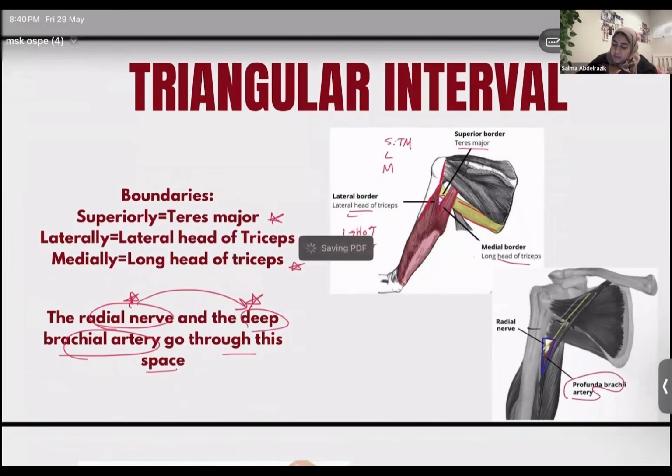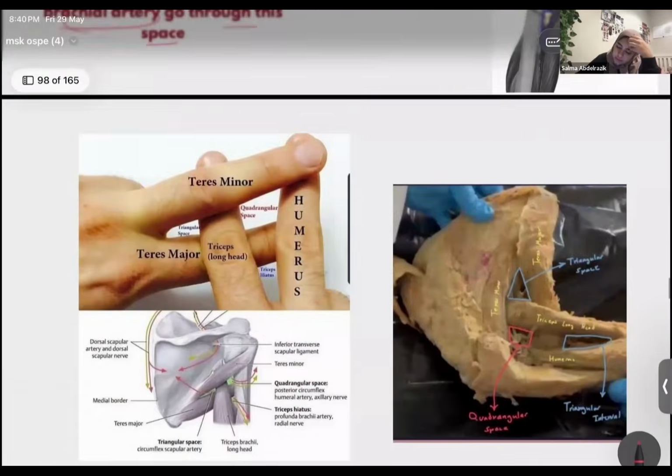Profunda brachii, as in profunda means deep also. So it's the profunda brachii artery, or deep brachial artery. Cool. Let's continue. This is on the wet lab.